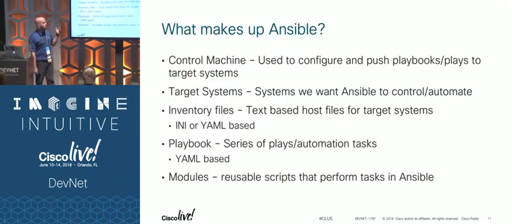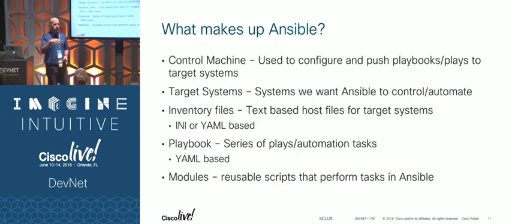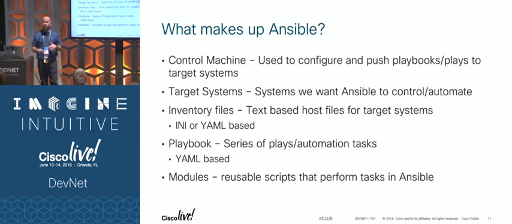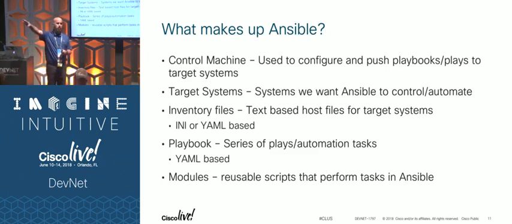Well, what makes up Ansible? Well, you have the control machine, and that's used to configure policies and control and automate the target systems. The target systems being the systems that we want to actually control and automate through Ansible. In our case with ACI, that is going to be our APICs. We are going to push our policies and automation out to our APICs that we want to push policies to.